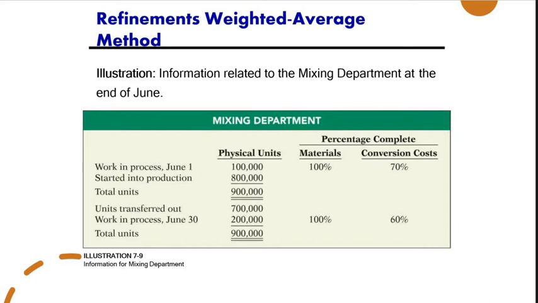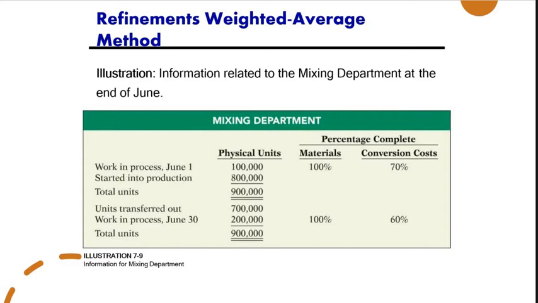So this indicates that the beginning work in process is 100%. Tama? Complete as to material cost and 70% naman as to conversion cost. Okay? Conversion cost, guys, is the sum of labor costs and the overhead cost. Conversion cost yun. Okay? So, material cost is 100% complete and 70% complete as to conversion cost.